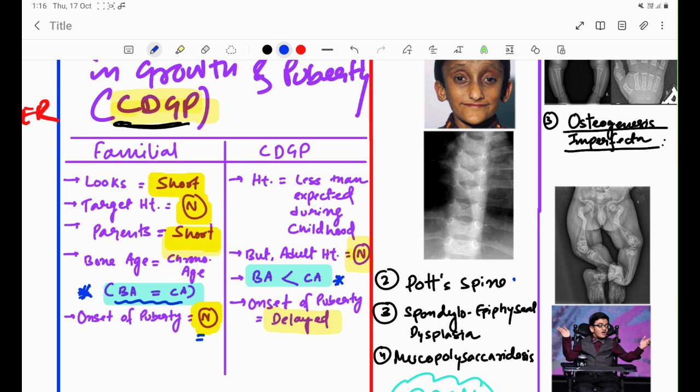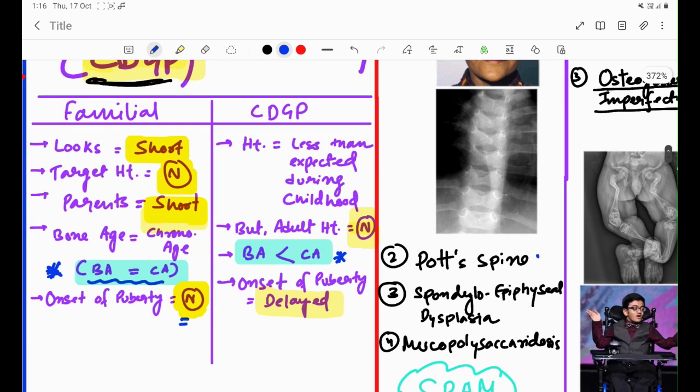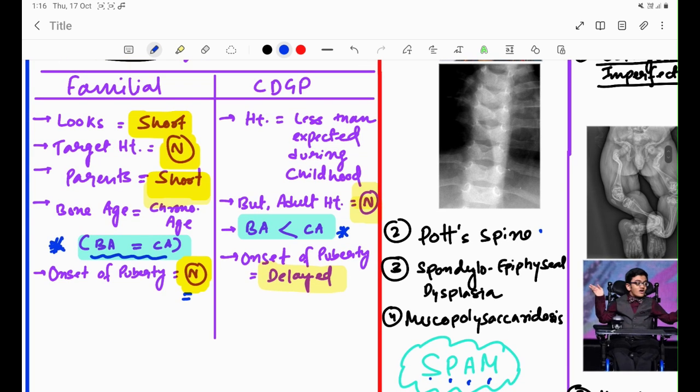The differences are, see, in familial, the child will look short, but when you put the height of the child in the growth chart, you'll get to know his height falls in the normal range. So he will appear short, but target height is normal. Also, the parents are short, and the important thing to remember is that bone age will be equal to the chronological age. This is the main differentiating point. Also, the onset of puberty will be normal, at the normal time.